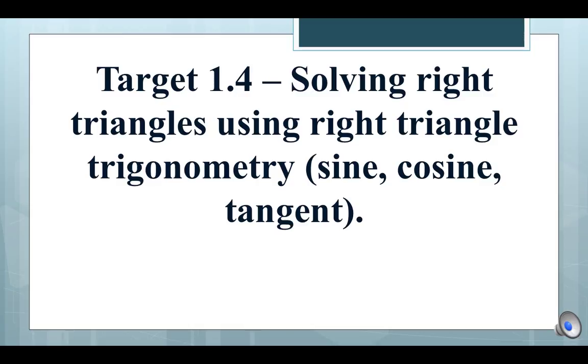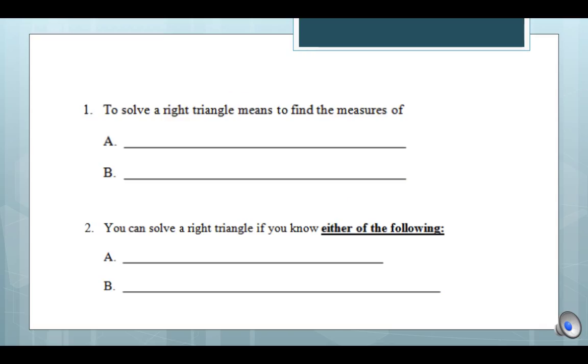Continue learning about Target 1.4, which is to solve right triangles using right triangle trigonometry. In order to solve a right triangle, what they're really asking us to do is to find all of its unknown sides and all of its angles.